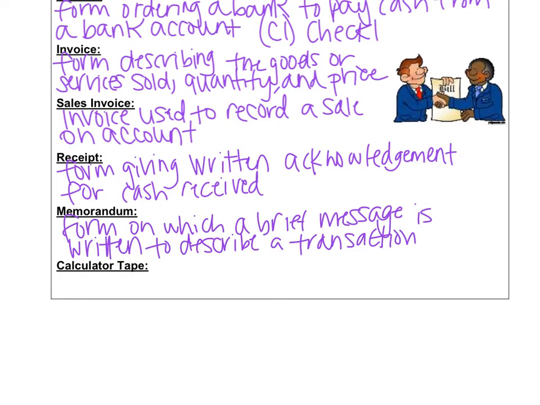Okay, and the last one is a calculator tape. I used these a lot whenever I was a teller because people would bring in cash, or I would give them cash. A calculator tape is whenever you type in numbers on your calculator and it prints off a receipt of those numbers. There's not really a vocabulary word for this, but we're just going to write a little description. Calculator tape is used to record cash sales.